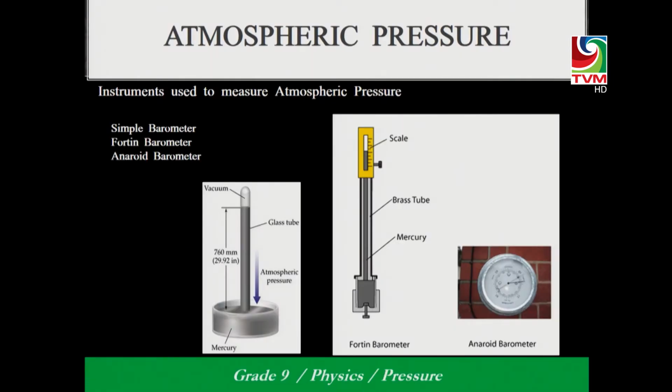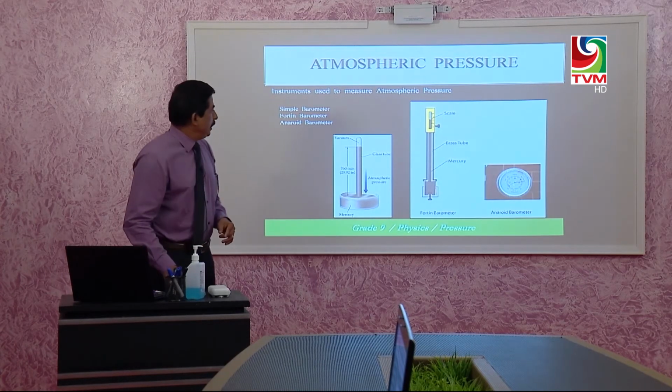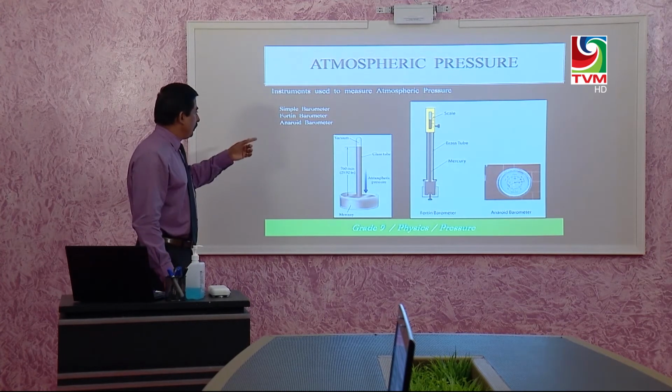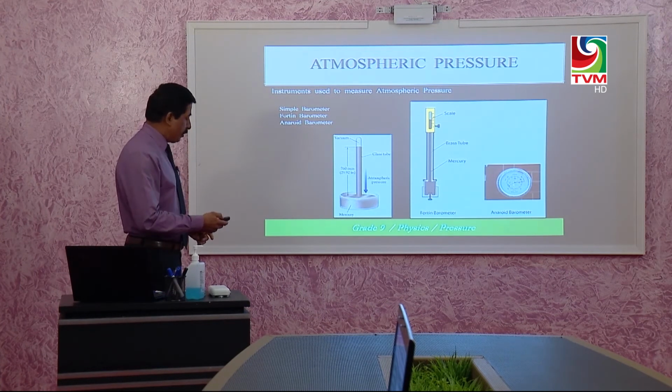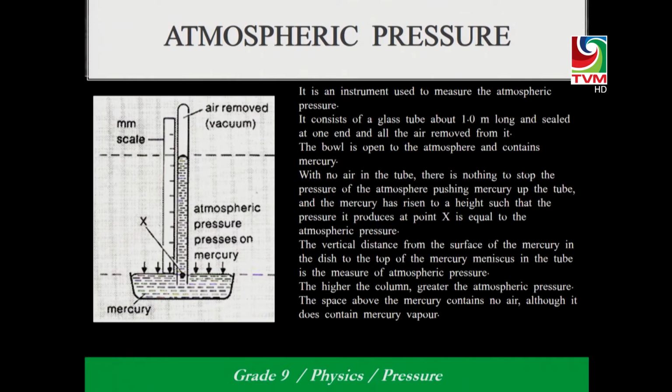Now, we need to know what the instruments used to measure atmospheric pressure are. One is the simple barometer, another one is the Fortin barometer, the third one is the aneroid barometer. Of these three, you are going to study only the simple barometer. Simple barometer. What is a barometer? A barometer is an instrument used to measure atmospheric pressure.